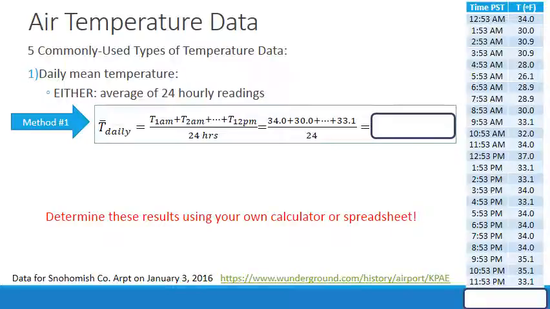In a minute, I'll ask you to pause the video and try crunching these numbers yourself to be sure that I didn't make a mistake. Everyone makes mistakes, so don't feel bad if that happens to you. First, I want everybody to try to calculate the daily mean temperature using method number 1 that's shown here. This simply involves adding all 24 hourly temperature readings together and dividing by the total number of hours in a day, which is 24. Okay, pause the video now and do that math.